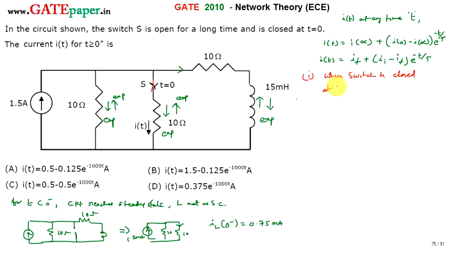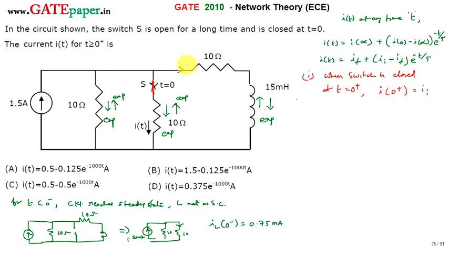So at t equal to 0 plus, that means the switch is closed, that is the initial value. So I of 0 plus is nothing but I initial, which is I_i. So this value we require. Whenever the switch is closed, how much current is flowing, that we are going to find.